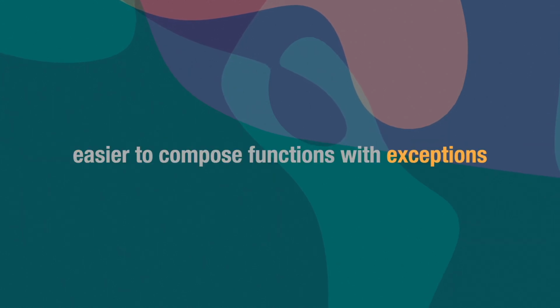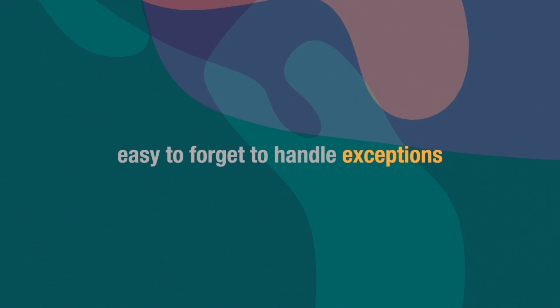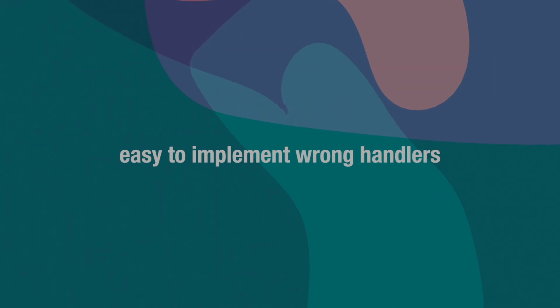It is easier to compose functions with exceptions because we don't even see the errors. At the same time, it's easy to forget to handle them. When you catch exceptions, you have to know what to catch. Otherwise, you get something generic like Throwable, Exception or Error we just mentioned. It's also easy to implement handlers for errors that never happen and errors that have already been handled. The type system can help you much.